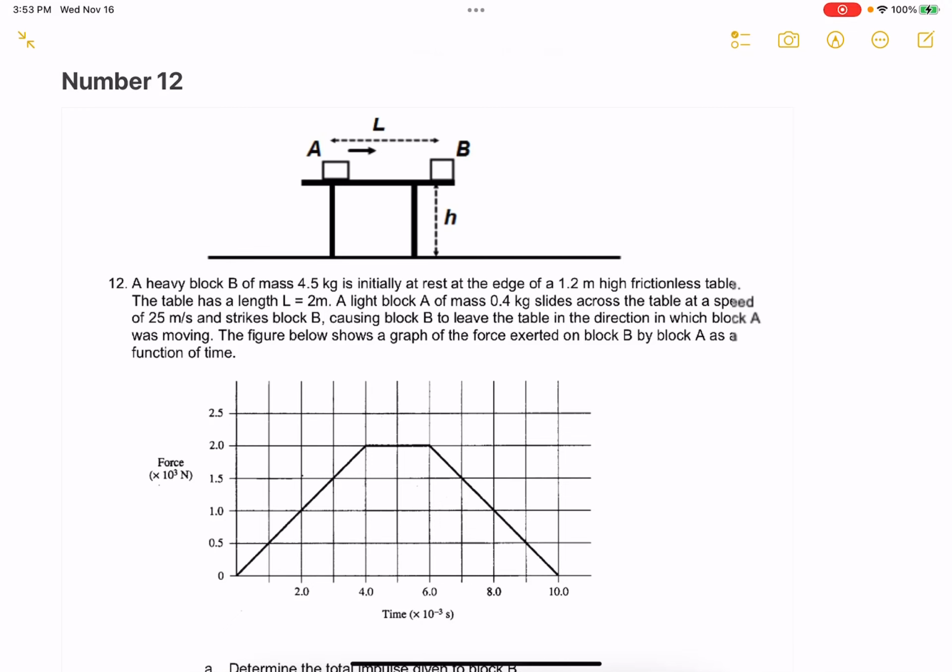Hello, let's look at number 12, last question. Almost there, so good job. It's really good to get all the way here. I'm glad you're here. Last question.